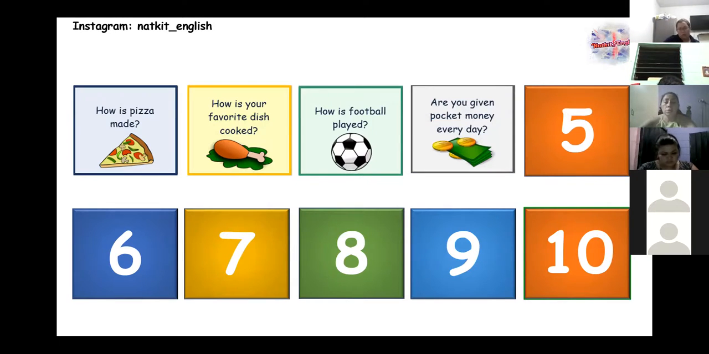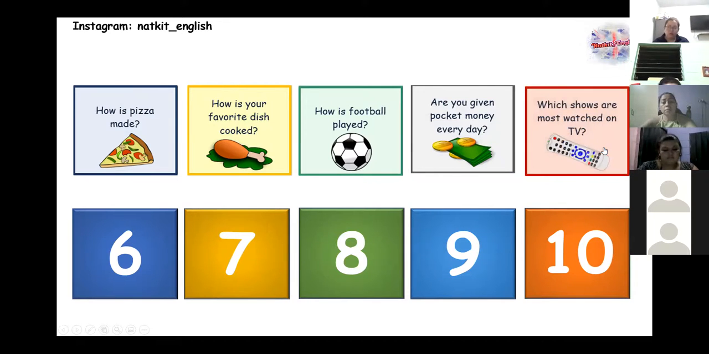Yes, okay. Bueno, están algunas oraciones. Which shows are most watched on TV? ¿Cuáles creen que son los programas más vistos o las series más vistas? Puede ser El Chavo del Ocho is the most watched show program on TV. Muy bien.